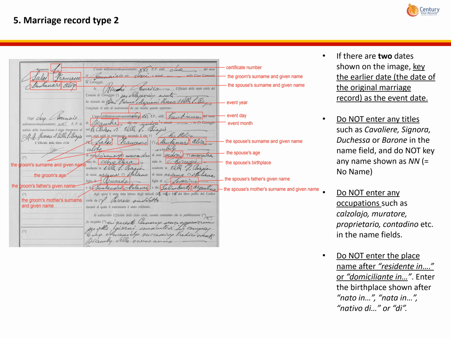In some cases, there may be two dates shown on the image. Make sure to key the date of the original marriage record, which is usually the earlier date, and not the second one shown on the image. Remember to not key people's titles or occupations, and do not key the place name if it is only the place of residence of the groom or the spouse.